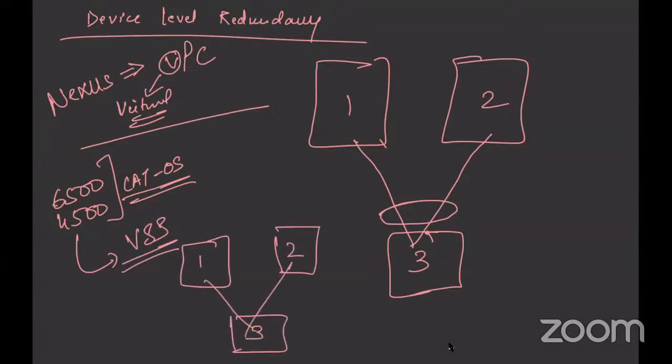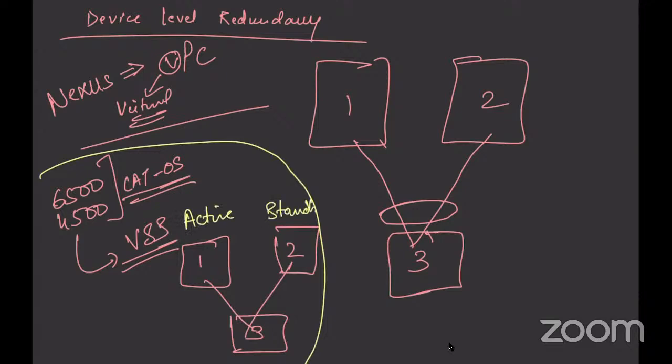Here, when you do it for Catalyst OS, one device is going to be active and another one is going to be standby. But in VPC NEXUS, both your devices are going to be active, so you can send the traffic over both sides. Your control plane is active, and there is a link between them which syncs your control plane.